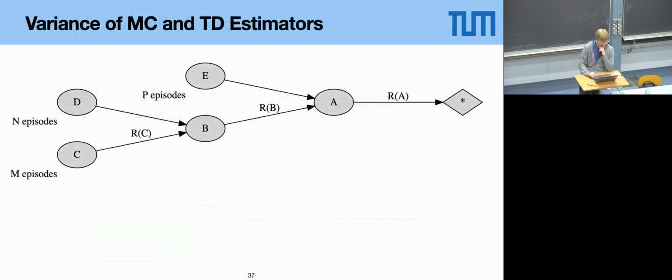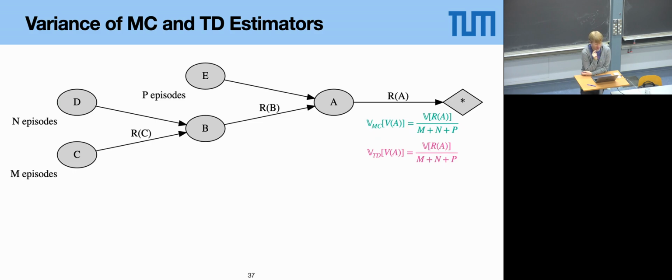The 2 estimation procedures, Monte Carlo and temporal difference learning, can of course be mathematically analyzed. And you may know from your statistics courses that in order to determine if one estimator is better than another estimator, what you have to do is compute their variances and compare them. So how does this look?